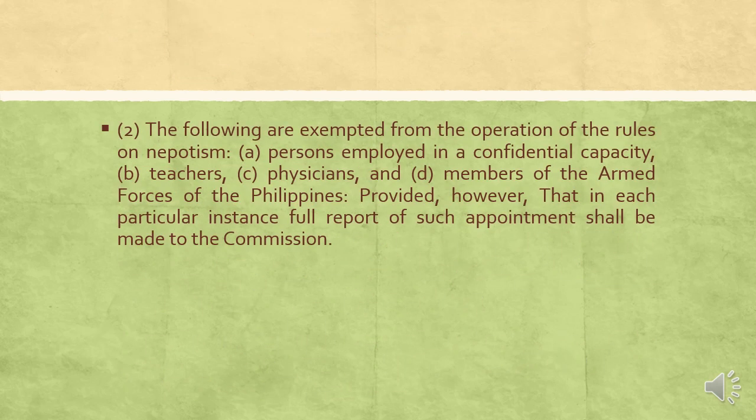There is, of course, an exemption to what I've stated a while ago, because if the appointing authority or recommending authority appoints persons employed in a confidential capacity, or if the position is that of a teacher or a physician or a member of the armed forces of the Philippines in the civil service, meaning in the government, even if the appointing authority appoints a relative within the third degree of consanguinity or of affinity, he will not be liable for nepotism under these exemptions, provided, however, that in each particular instance, a full report of such appointment shall be made to the Civil Service Commission.